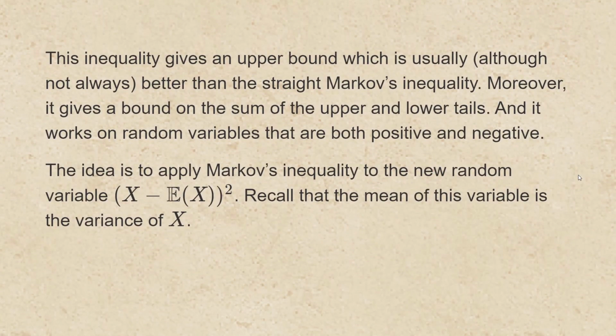This inequality gives an upper bound, which is usually, although not always, better than the straight Markov's inequality. Moreover, it gives a bound on the sum of the upper and lower tails. And it works on random variables that are both positive and negative. The idea is to apply Markov's inequality to the new random variable, which is (X minus the mean of X) squared. Recall that the mean of this variable is the variance of X.